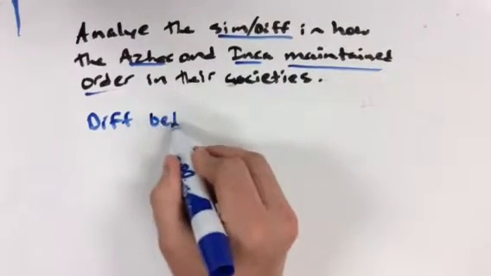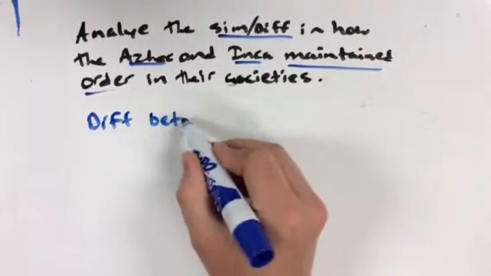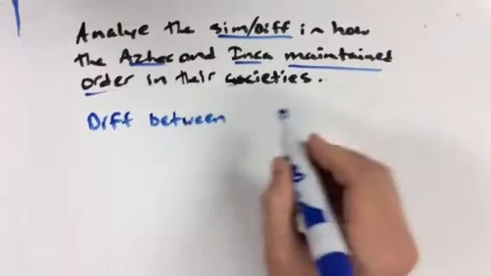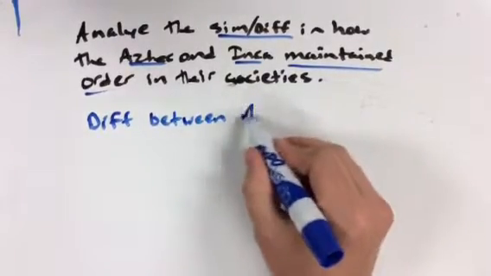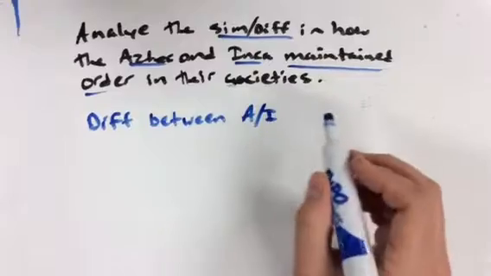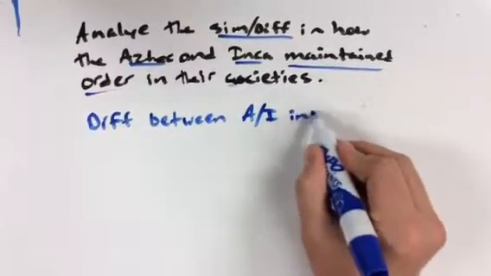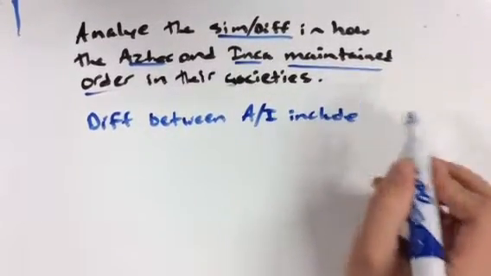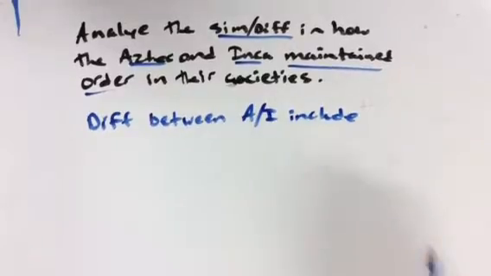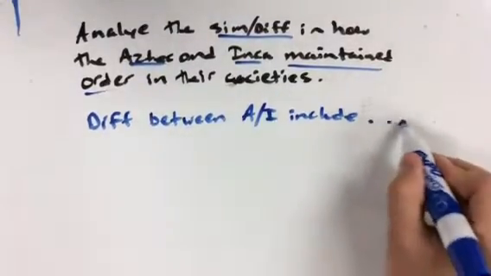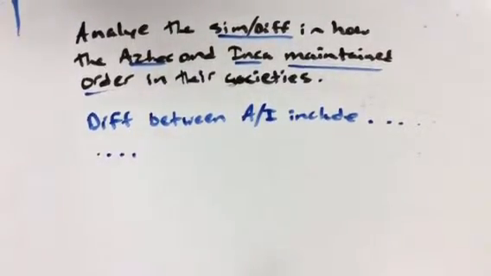Differences between, and name them again. So Aztec and Inca include, and then we're going to discuss as many differences as possible, just like we did before for that laundry list of similarities that we did before. But this time we're going to do it with differences.